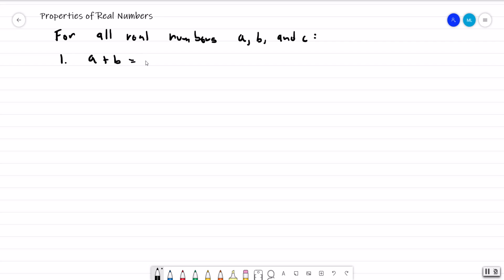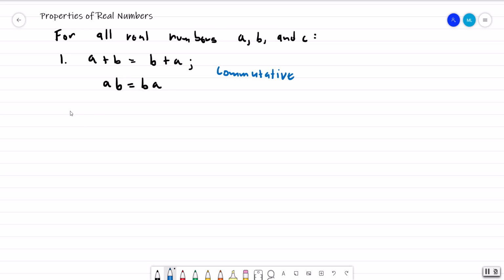Now, one of the first properties is where we take a and we add it to b, and we'll say that if we reverse the addition as b plus a, these are going to be the same. They're going to be equal. Similarly, if I take my real number a and I multiply by b, I can actually reverse the multiplication by writing b times a. What we call that is the commutative property. So multiplication for real numbers commutes.